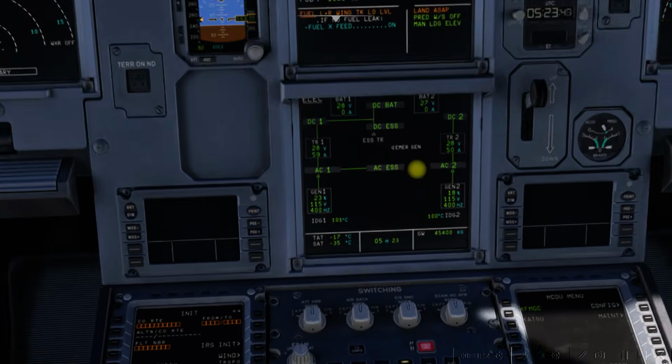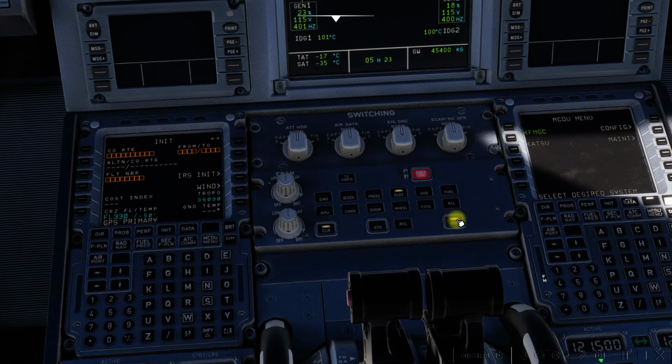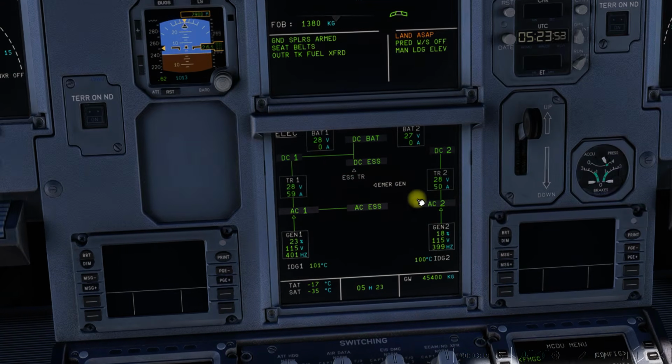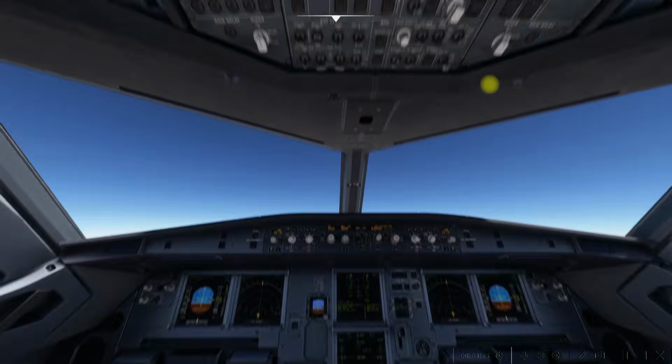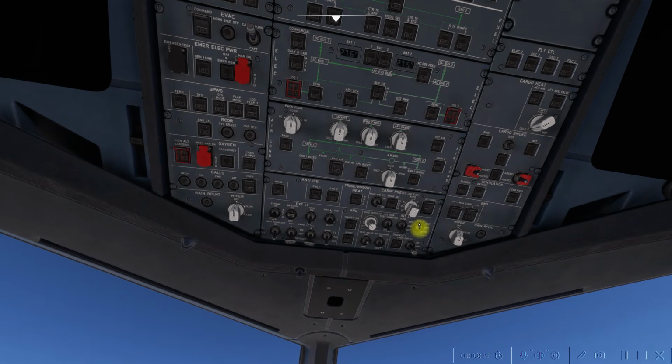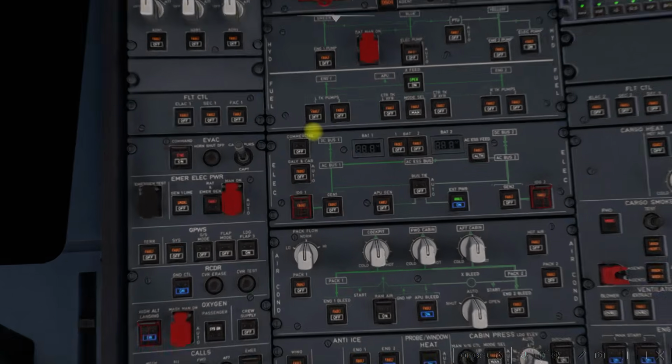Lastly, let's remove all those ECAMs. It's not required. Okay, so lastly, now what I'm going to do is I'm going to be deploying the RAT shortly by simulating an AC bus 1 and 2 failure. Now, during the process of deployment, couple of things. The RAT takes up to 8 seconds for it to deploy.